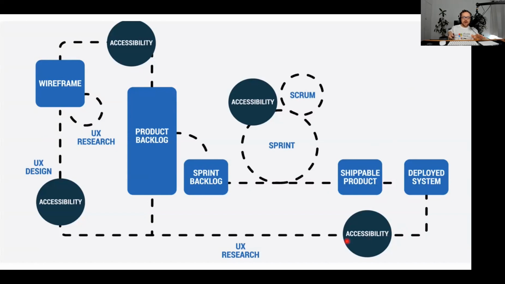You have accessibility in your UX research, in your design, on your wireframe, in your backlog, and then you have the sprint, rinse and repeat with accessibility. And it's easy to do that when you have the right tools. So let's look at the tools on how to actually do that.